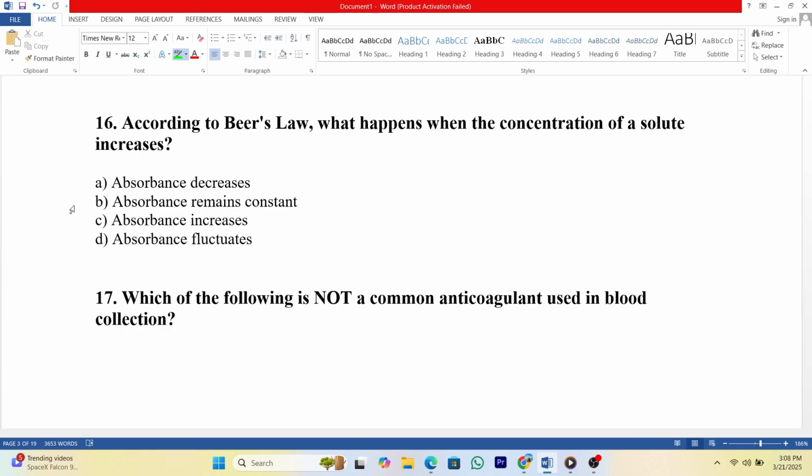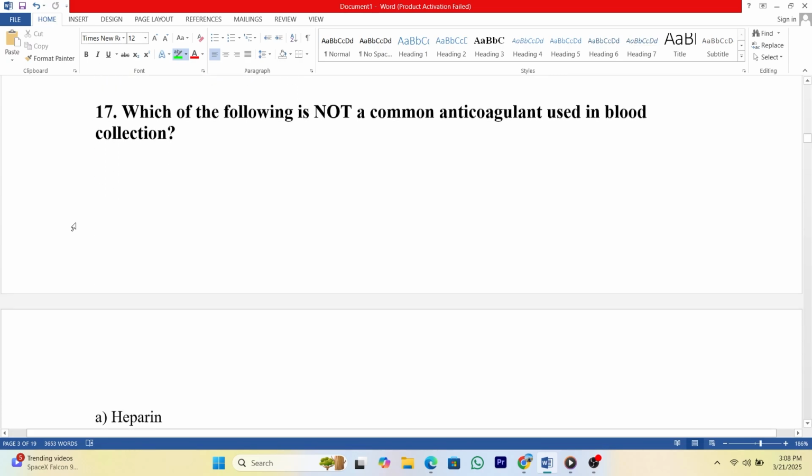A. Absorbance decreases. B. Absorbance remains constant. C. Absorbance increases. D. Absorbance fluctuates. Answer, C. Absorbance increases. 17.